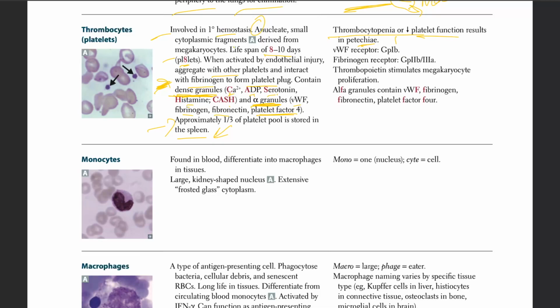Thrombopoietin stimulates megakaryocyte proliferation. Alpha granules contain von Willebrand factor, fibrinogen, fibronectin, platelet factor 4. So all the F's. Alpha: von Willebrand factor, fibrinogen, fibronectin, platelet factor 4.